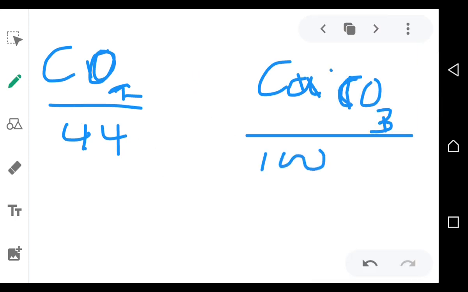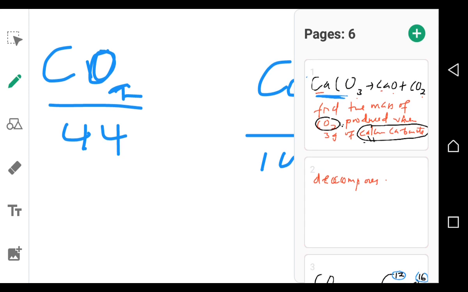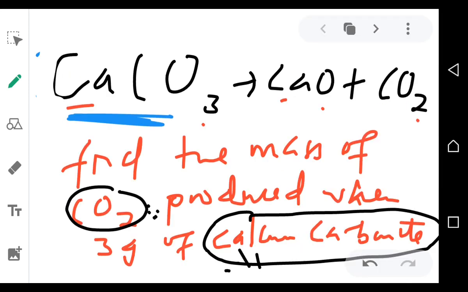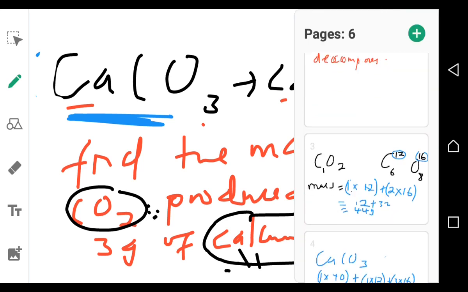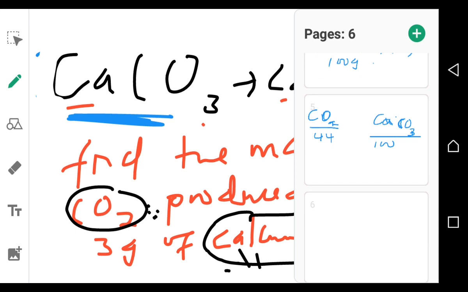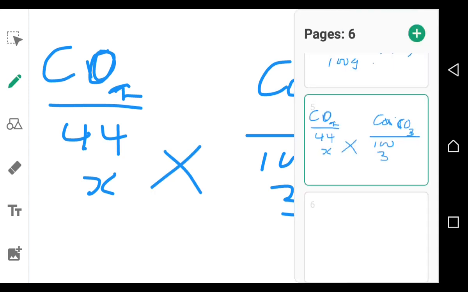Then you go back to the question to find out where the X is. Find the mass of carbon dioxide produced. So the X should be on the carbon dioxide, when 3 grams of calcium carbonate. So calcium carbonate should be 3 grams, and carbon dioxide, what you're looking for, should be X. Then you make X the subject. You remember how to do this.